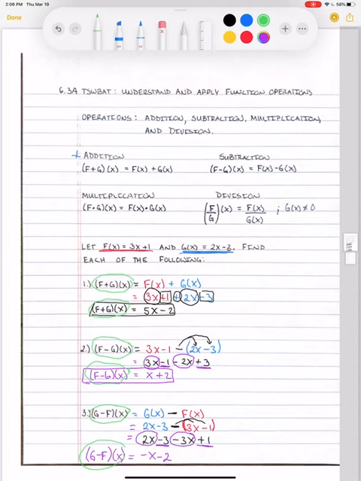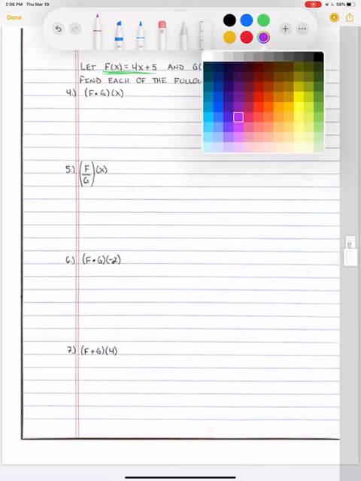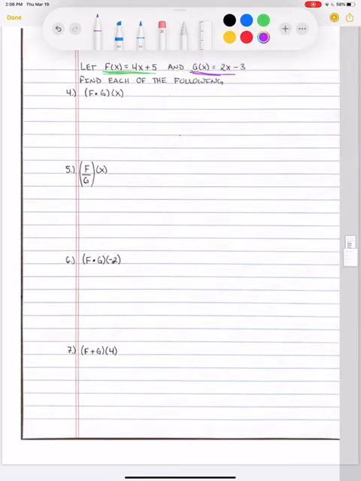We're going to move on to some more examples. It says, let f(x) equal 4x plus 5 and g(x) equals 2x minus 3. I'm just going to put f(x) in green, and g(x) will be in purple. We're going to find each of the following.